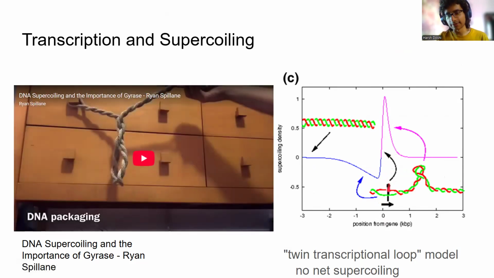So here, again, I've shown the same thing. Ahead of the polymerase in the downstream region, the DNA gets positively supercoiled, whereas in the upstream region, it gets negatively supercoiled. There's no net change in the supercoiling over the entire chromosome, just this local positive and negative supercoiling on either side.